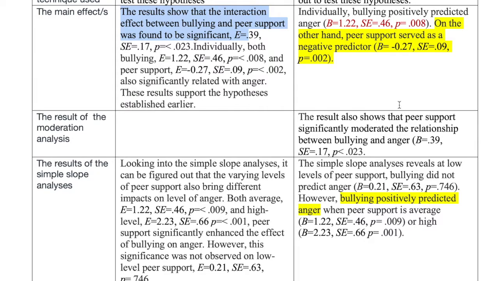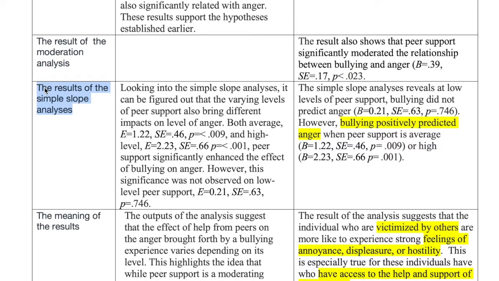So for the moderation analysis, I said the result also shows that peer support significantly moderated the relationship between bullying and anger, as evidenced by this statistic. So our p-value is less than 0.05. Next, since we have a significant moderation, it is natural for you to discuss the simple slopes analysis. The simple slopes analysis tells us the different effects of the independent variable on the dependent variable at different levels of the moderator. It would not be logical to talk about the result of simple slopes analysis if we do not have a significant moderation. So we're only doing this because our moderation was found to be significant.